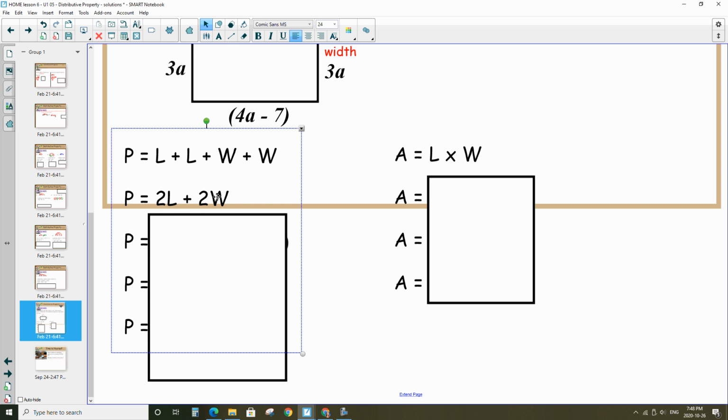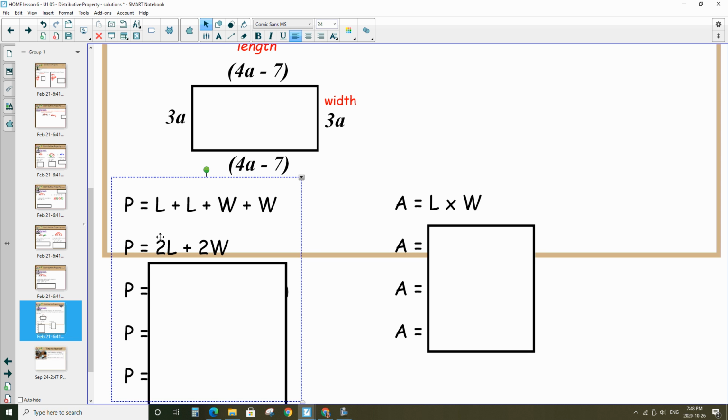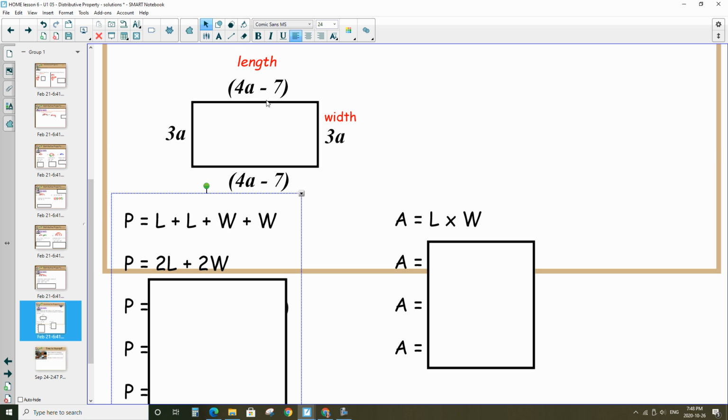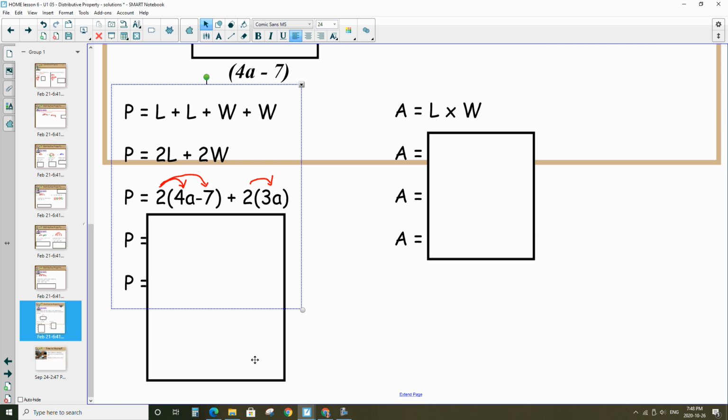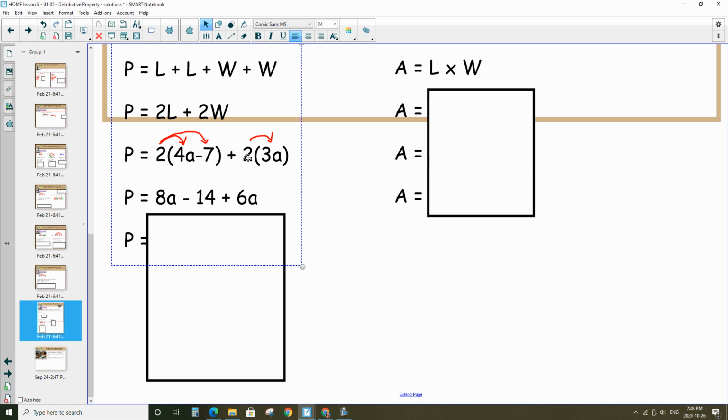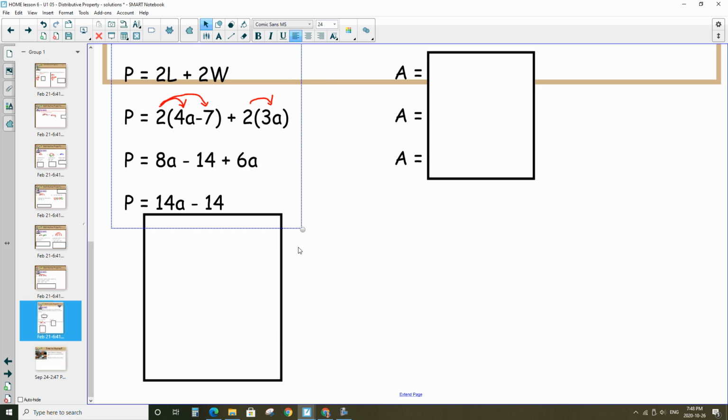Okay, so this is the expression that I'm going to use, and what that means is I'm going to multiply my 2 times the L, so 2 times the length, so 2 times 4a minus 7, plus 2 times the 3a. Once I've done that, I'm going to eliminate these brackets. So I need to multiply everything inside the bracket by the 2 up front. So 2 times 4a is 8a, and 2 times negative 7 is negative 14. And then over here at the end, I did 2 times 3a, which is 6a. And now you can collect like terms. So 8a plus 6a is 14a, subtract 14. So there's my simplified expression.